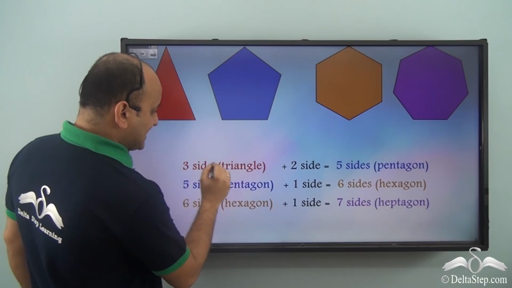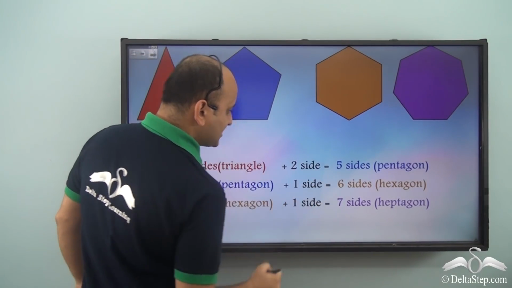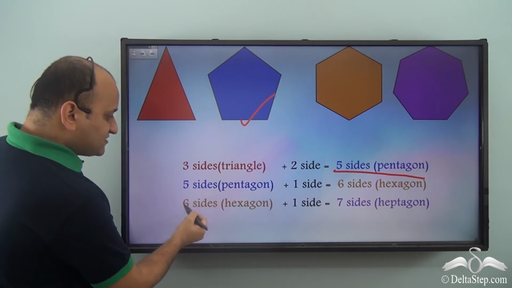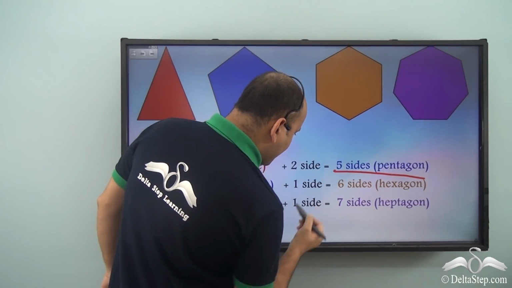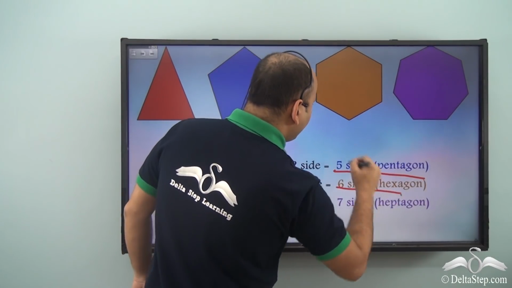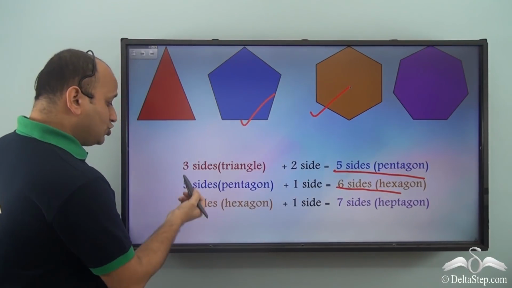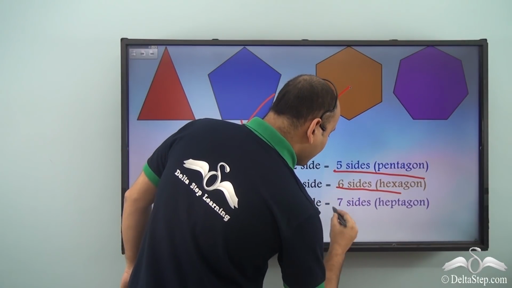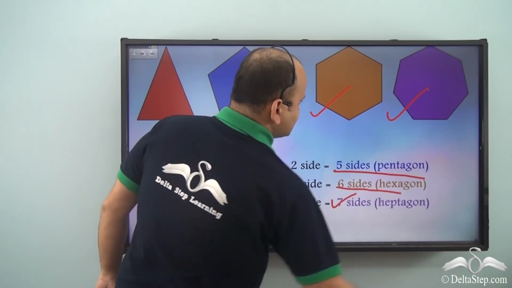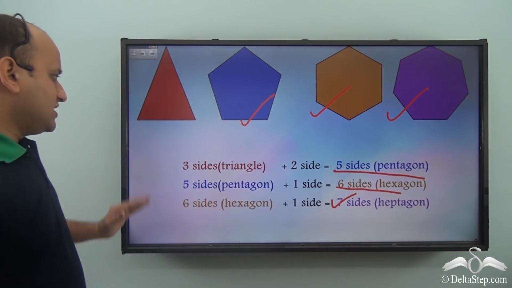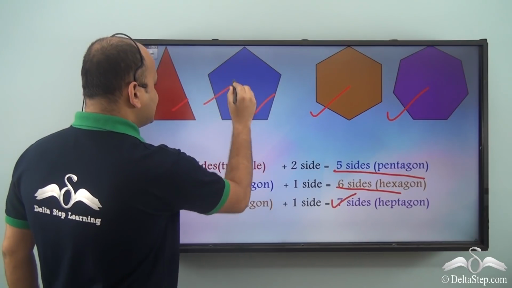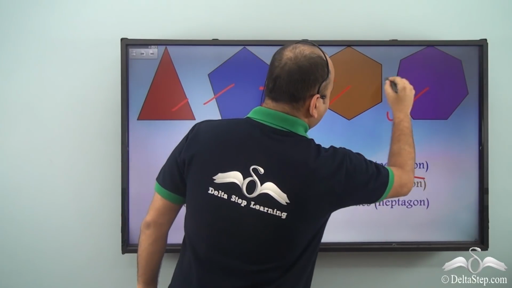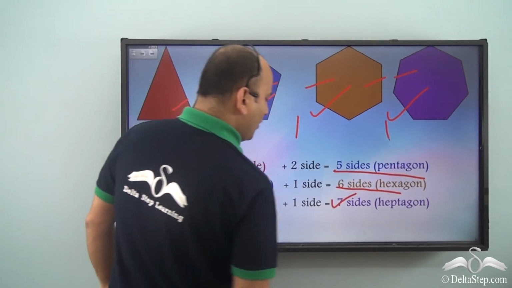Well, to 3 sides of a triangle, when you add 2 more sides, you get 5 sides of a pentagon. Now, to 5 sides of a pentagon, when you add 1 more side, you get 6 sides of a hexagon. And to 6 sides of a hexagon, when you add 1 more side, you get 7 sides of a heptagon. So, what do you see? Well, the difference between this and this is 2 sides. This and this is 1 side, and this is again 1 side.